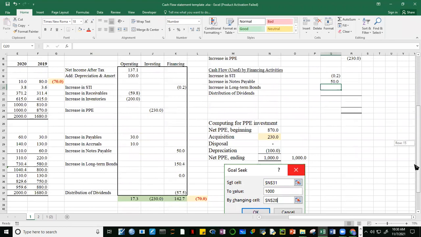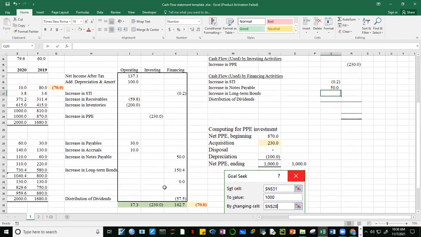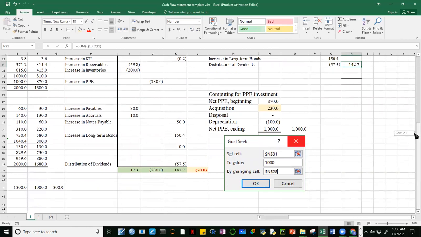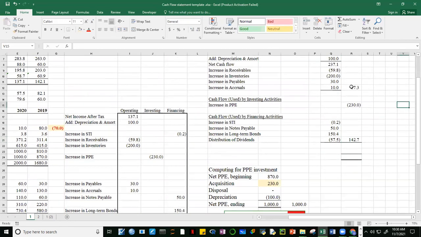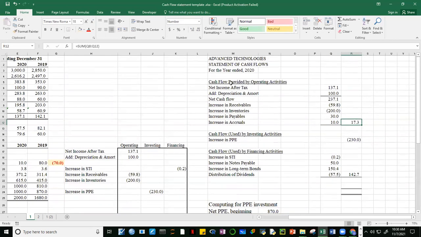And then this is long-term bonds, this one. And for the dividends, this one. All right. So when we add this up, sum, so this is the 142.7 here, there, 142.7. Okay, so these are now your items in your template, operating activities, that's cash flow provided because it's positive. This one, cash flow used, because it's a use of cash.